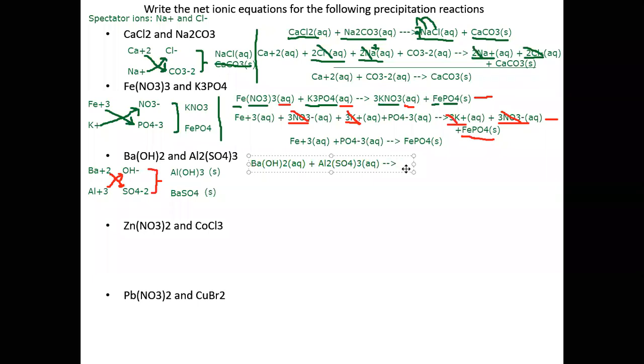And notice here in this example, you had 2 precipitates. So it is possible to have 2 precipitates. Now we need to balance it. So we need 2 aluminum. So let's put a 2 here. If we do the 2 aluminum, then we need 3 hydroxide.